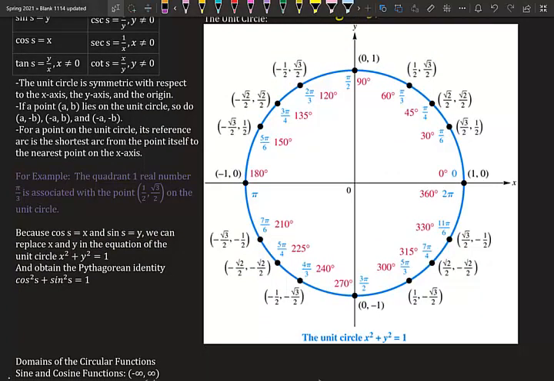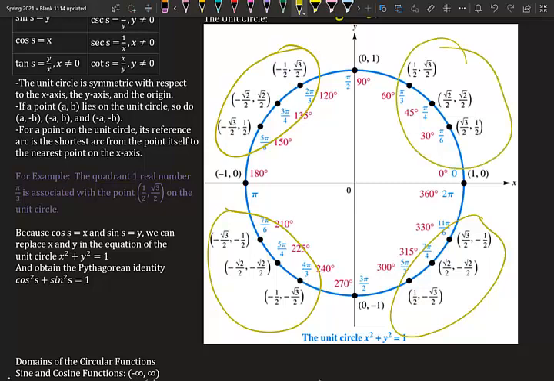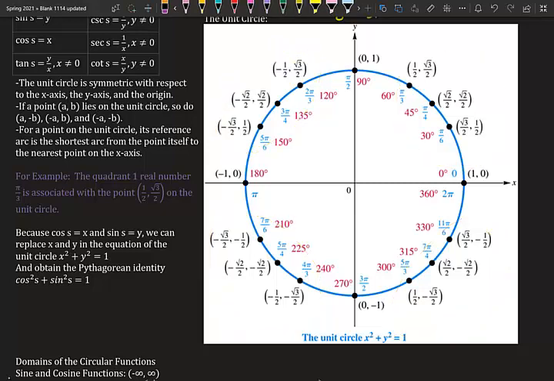The unit circle is symmetric with respect to the x-axis, the y-axis, and the origin. So no matter how you fold it over, it's symmetrical. That's why all of these points match, because it's symmetrical. Symmetrical means the same. For a point on the unit circle, its reference arc is the shortest arc from the point itself to the nearest point on the x-axis. For example, the quadrant 1 real number pi over 3 is associated with the point 1/2, square root of 3 over 2 on the unit circle.